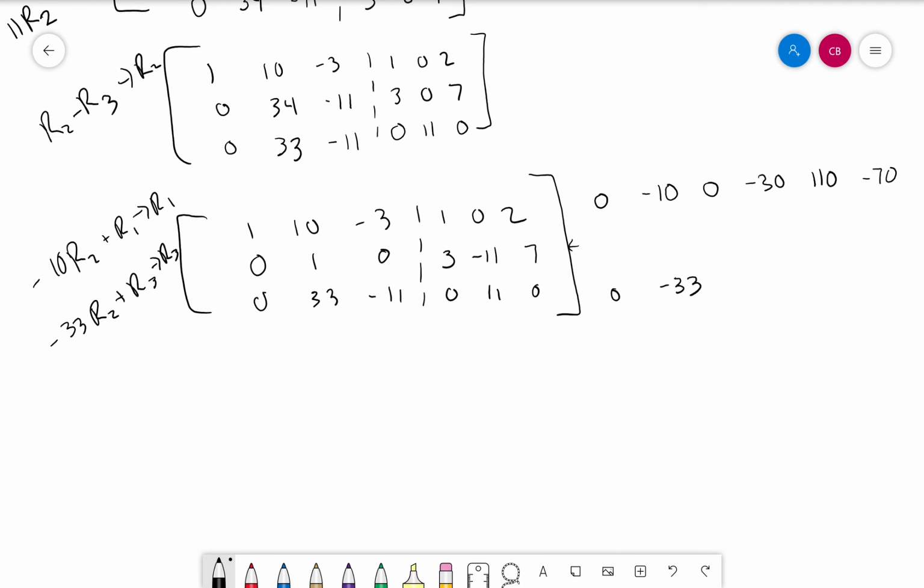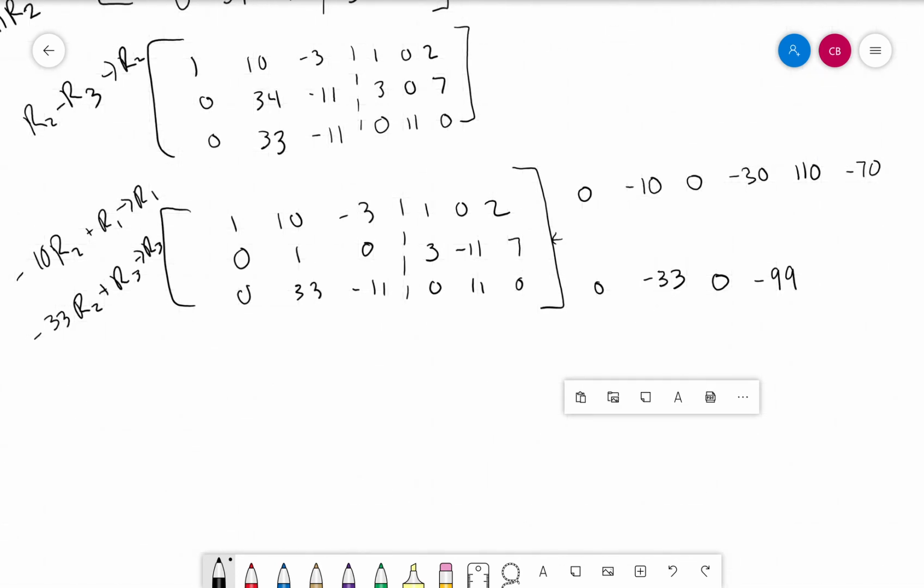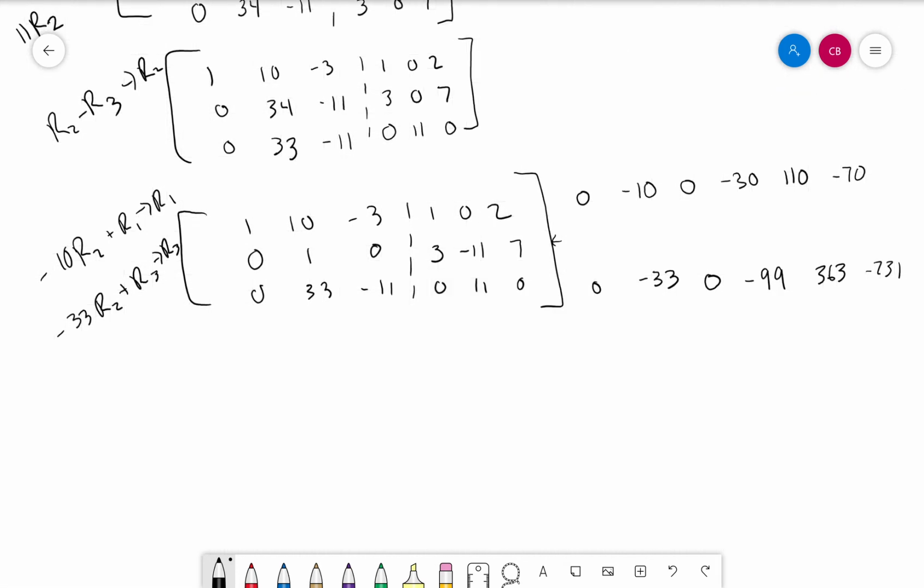0 times negative 33 is 0. 1 times negative 33 is negative 33. 0 times negative 33 is 0. 3 times negative 33 is negative 99. Negative 33 times negative 11 is 363. And 7 times negative 33 is negative 231. Okay, here we go. Now, let's add these together.